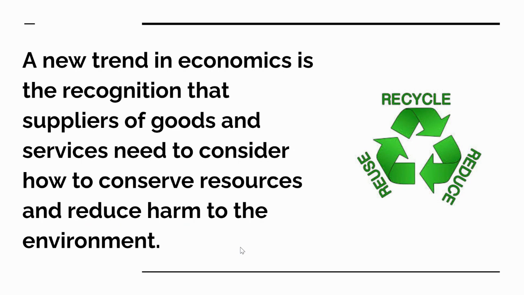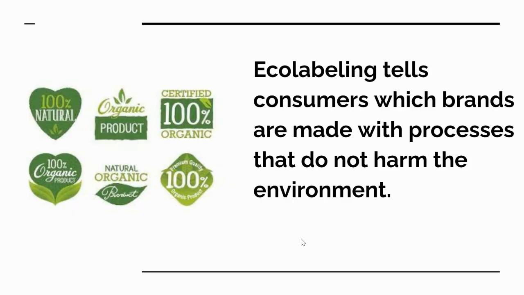A new trend in economics is the recognition that suppliers of goods and services need to consider how to conserve resources and reduce harm to the environment. Because once that environment's gone, we don't get it back. Eco labeling tells consumers which brands are made with processes that do not harm the environment. If you go to the grocery store with mom or dad or grandma, grandpa, and they're buying things, they might see the word organic on it. It means they're not using any harmful pollutants to grow the item that you're looking at.